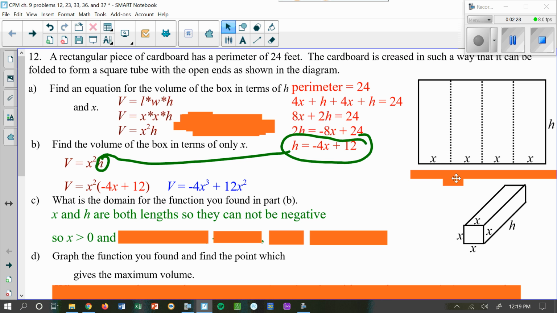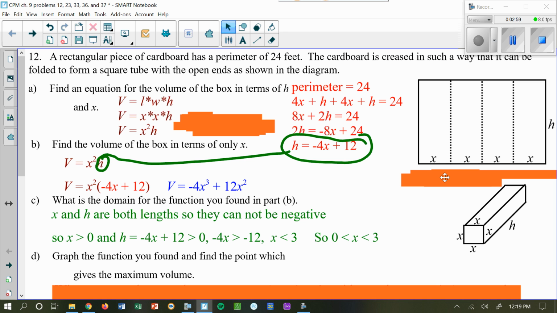But you might want to consider the situation. If x is really, really big, then that means h would be really, really small. So essentially, you can look at the other extreme where h, which is this here, has to be positive because it can't be negative. So basically, you want to set it equal to 0 or solve this inequality. In either case, you end up getting 3. So it has to be bigger than 0 but less than 3. So your domain is this. That comes into play when we graph it.